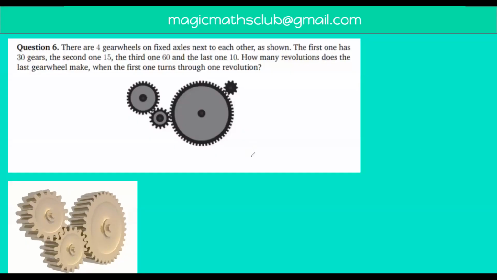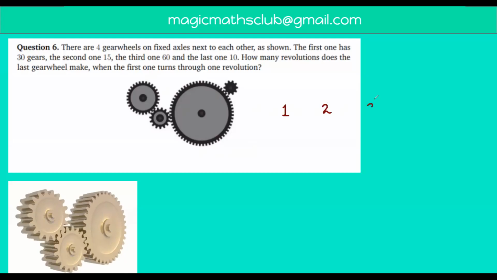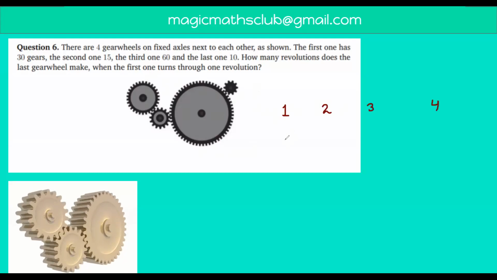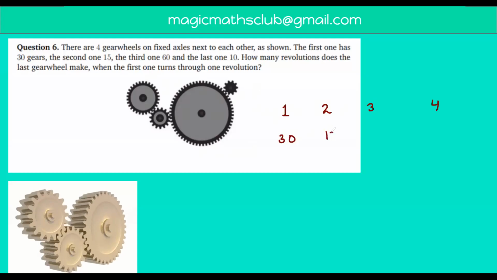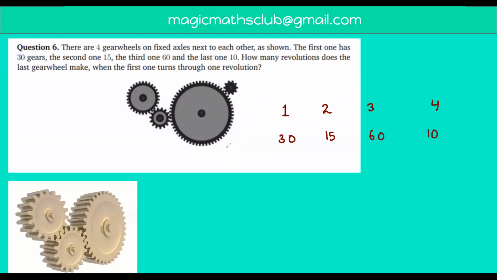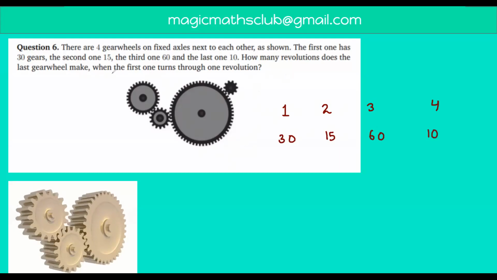See this question. There are 4 gear wheels on fixed axles next to each other, as shown. The first one has 30 gears. See, this is first, second, third and fourth. The first one has 30, the second one has 15, the third one has 60 and the last one has 10. So how many revolutions will the last gear make when the first one makes 1 revolution?